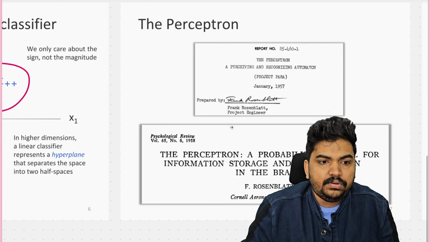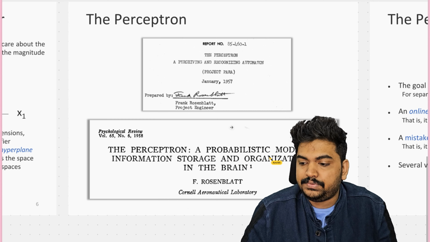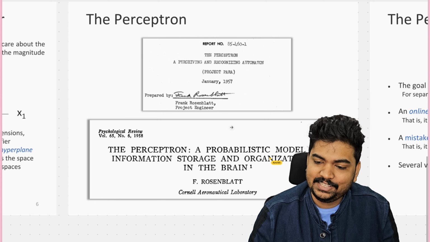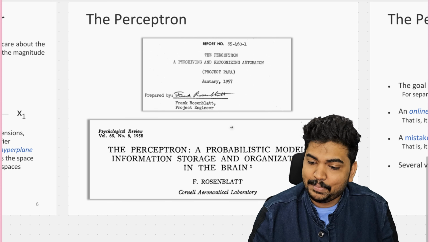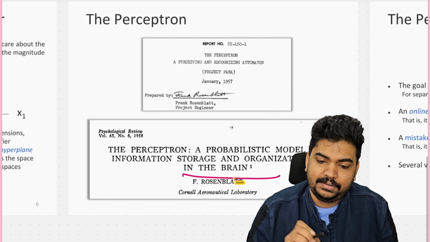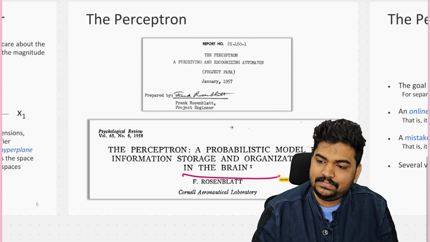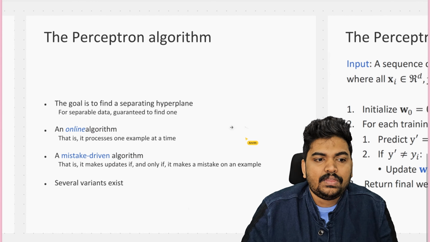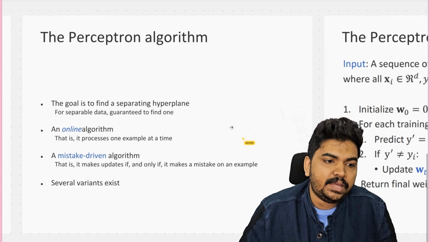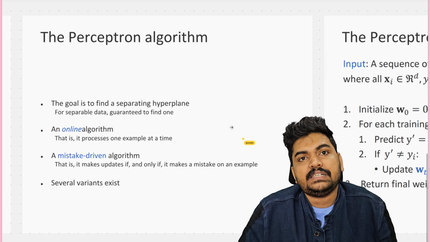The perceptron was introduced by Frank Rosenblatt in 1958 with quite a tall claim, as you can see here, that says a probabilistic model for information storage and organization in the brain. The goal of the perceptron algorithm is to find a separating hyperplane for a given dataset represented in a certain instance space.